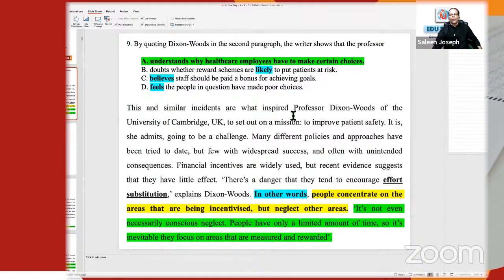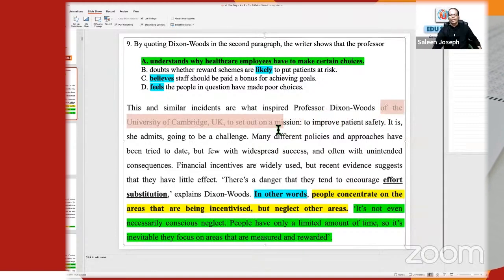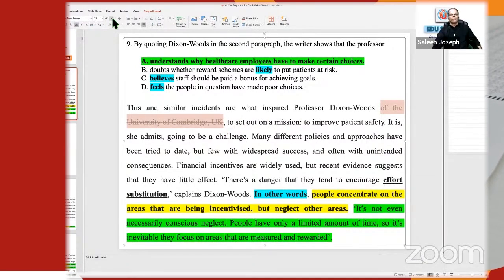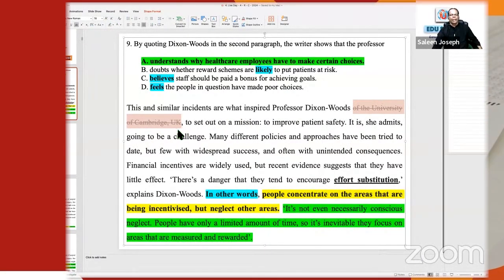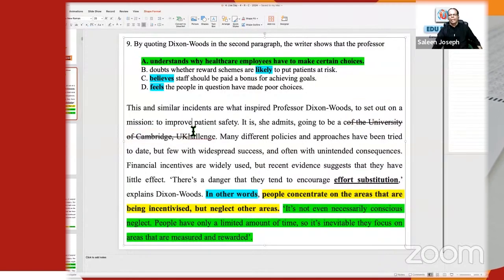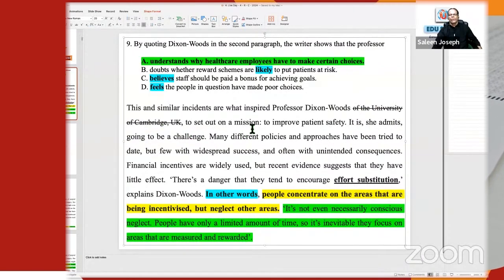This and similar incidents are what inspired Professor Dixon Woods of the University of Cambridge, UK. Now you see, in all these, the university and UK are subject complements, which is not necessary. You can just ignore them. Whether she works in Cambridge or UK or some other place, it's not relevant. To set out on a mission to improve patient safety. It is, she admits, going to be a challenge. Patient safety is going to be a challenge.